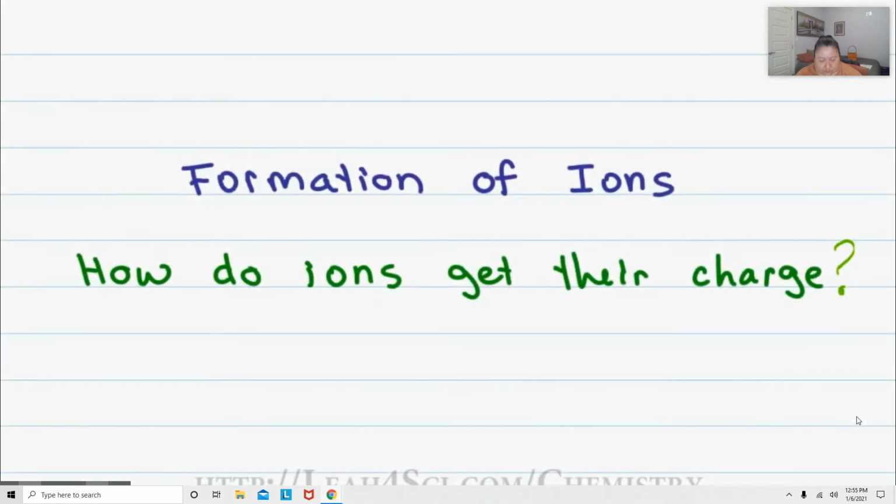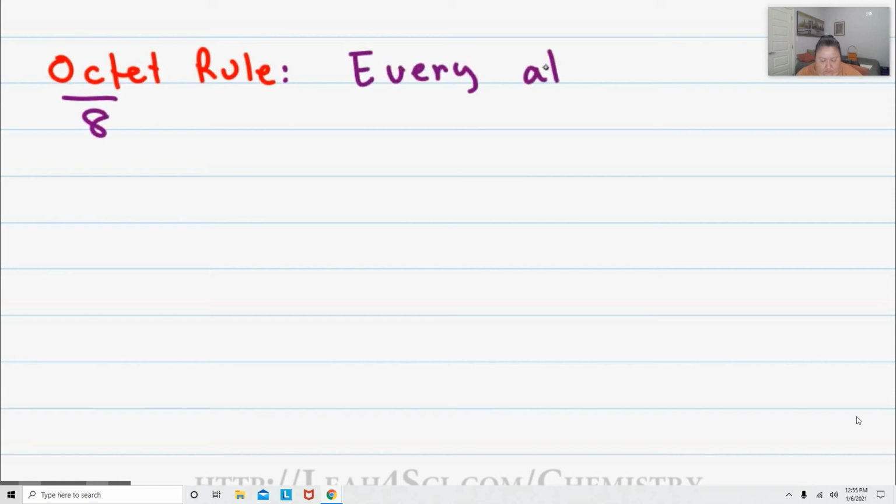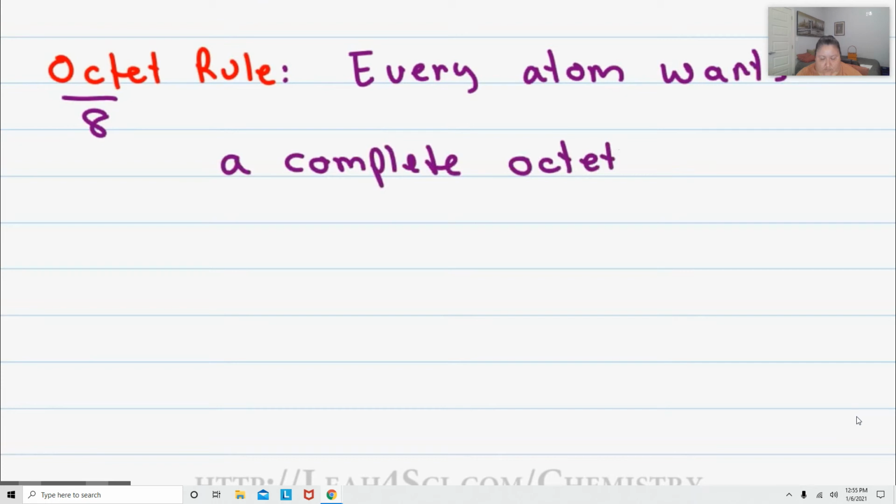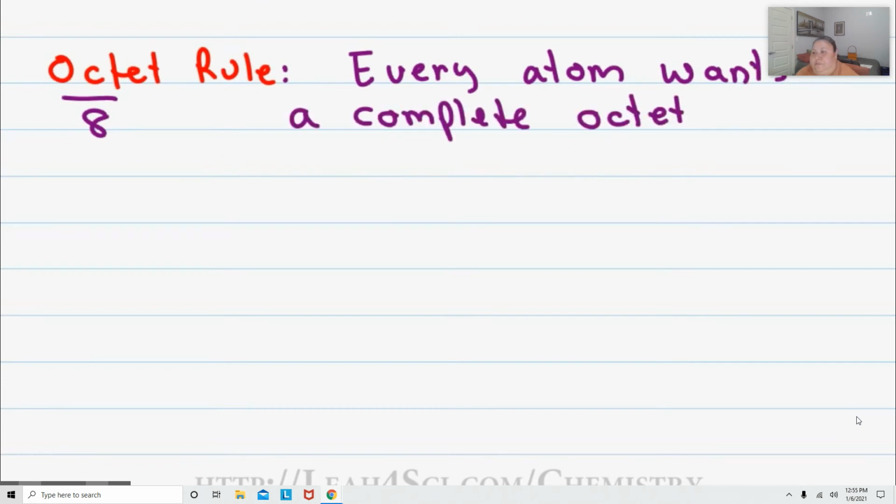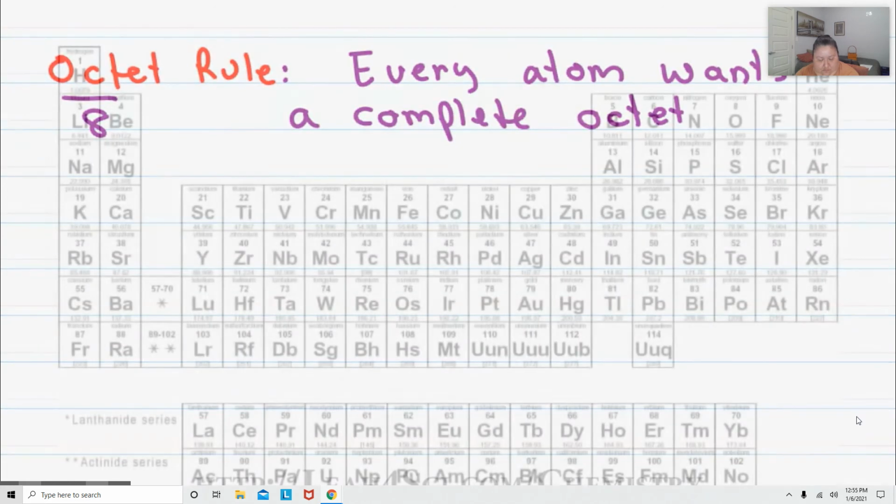Before we get into how ions get their charge, we have to discuss why ions want to get a charge. And this all goes back to the octet. The octet rule, as the word implies, is the rule of 8, and this says that every atom wants to have a complete outer shell of electrons, a complete octet. In the real world, there are exceptions to the octet rule, but let's focus on just the standard atoms for now.